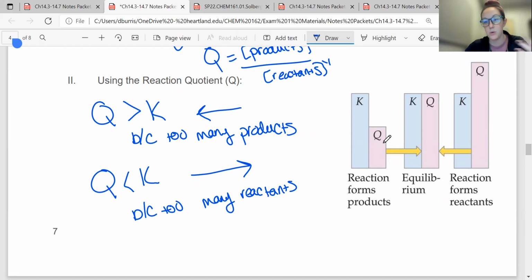Okay, now if Q equals K, then that means you're already at equilibrium. But essentially, we're trying to get to that K value. So is it going to go forward? Is it going to go backward? We can determine that based on the Q value.